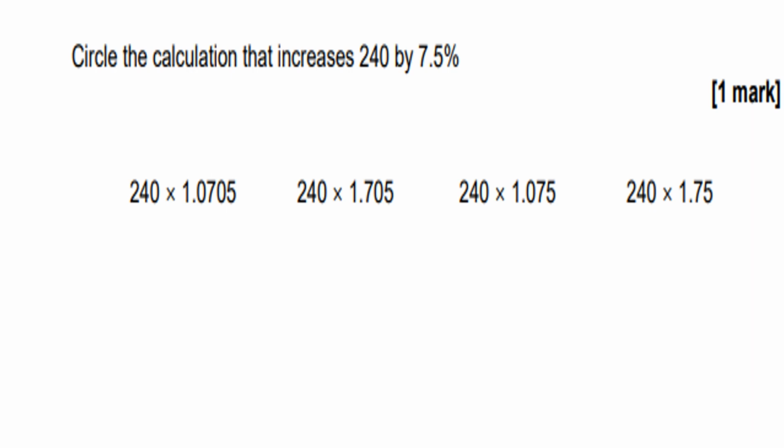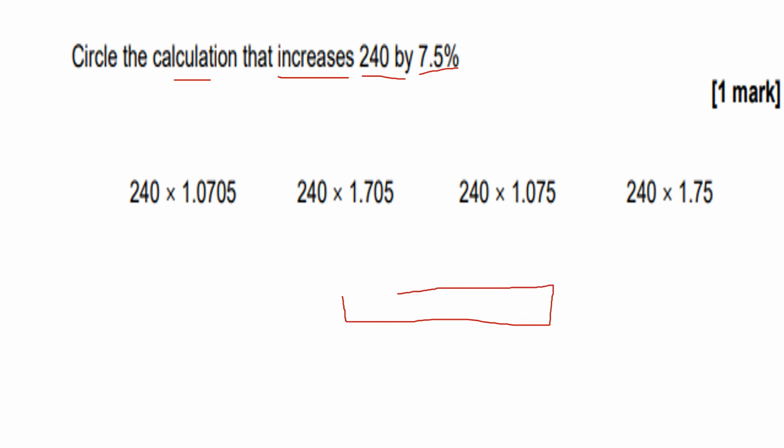Okay, guys, so let's look at this exam style question for GCSE maths for the higher tier, and it's also appropriate for the foundation tier as well. So look at the calculation that increases 240 by 7.5%. An increase of 7.5% means that I've got an overall increase.